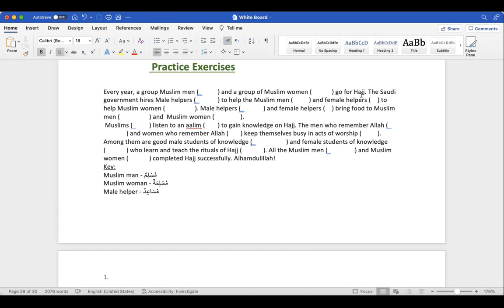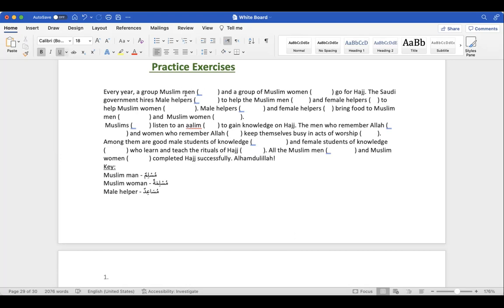This is a sentence. Now tell me, what are the doers in this sentence? First of all, you have to find the isms. So tell me, what are the isms here? Group of Muslim men, group of Muslim women. Now, who are the doers in this? Men. Muslim men and Muslim women.